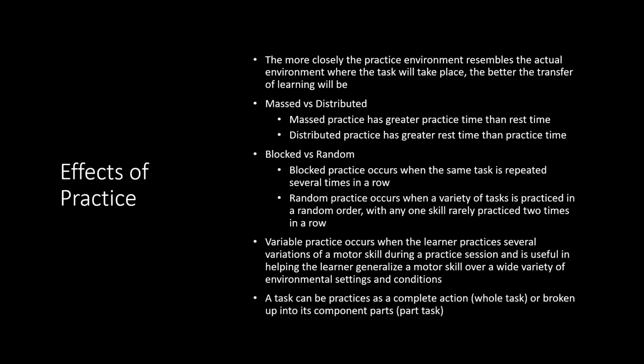And so again, thinking about cognitive level, what the neurological deficit is, and level of frustration that the inactivity may cause a patient, we're going to help guide and select what type of practice we utilize for them. Variable practice occurs when the learner practices several variations of a motor skill during a practice session and is useful in helping the learner generalize a motor skill over a wide variety of environmental settings and conditions.